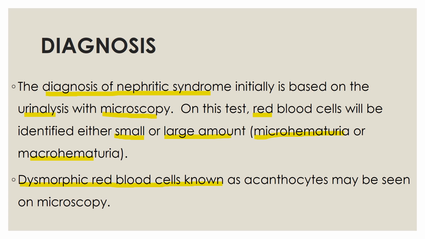Dysmorphic red blood cells are known as acanthocytes. So the presence of acanthocytes can be a probable diagnosis of nephritic syndrome.